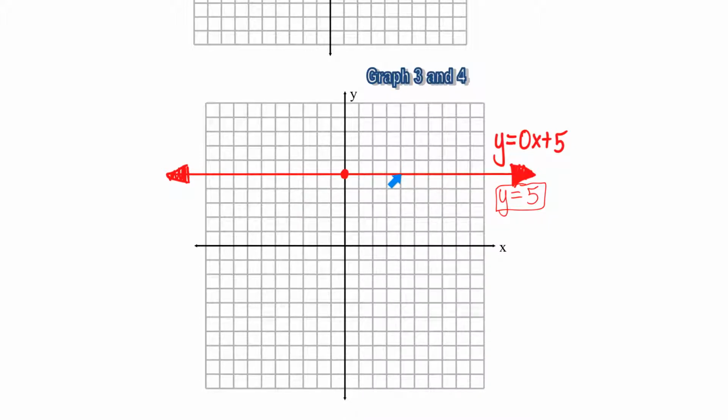So it doesn't matter if I'm right here. This is 4, 5. Okay? Right here, this is negative 1, 5. This is negative 3, 5. This is negative 5, 5, or whatever. It doesn't matter where I go. Along this line, the y value will always be 5.